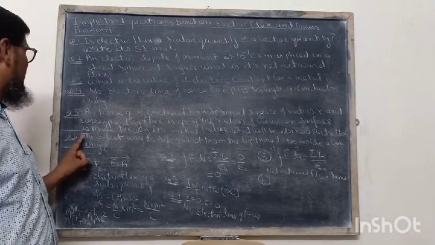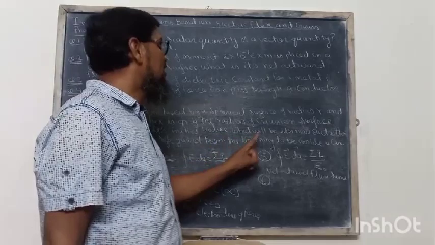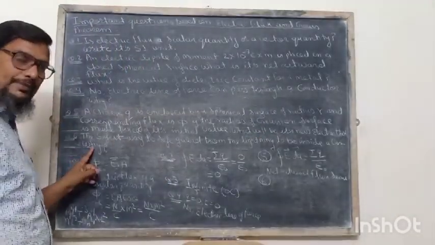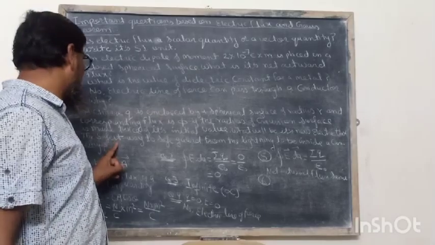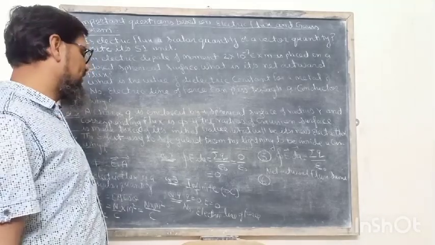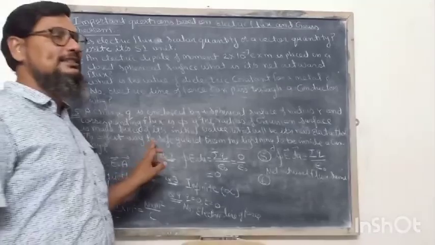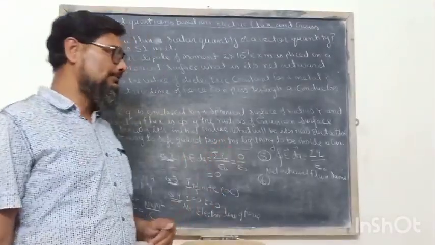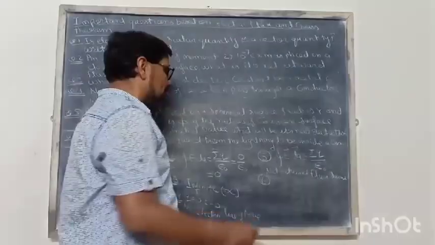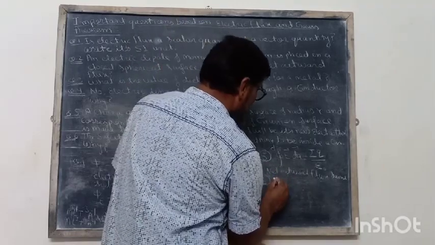Now the last question for today, question number 6: the safest way to safeguard from lightning is to be inside a car. Why? The answer is that if we remain inside a car in the presence of thunder and lightning, then it forms a closed chamber and it protects us from outside electrical disturbances.